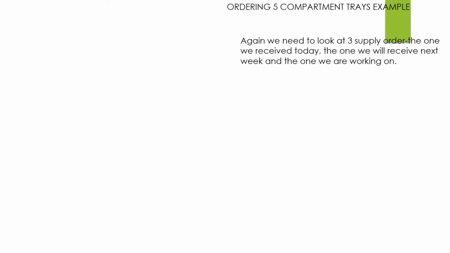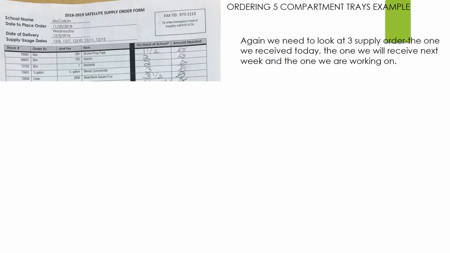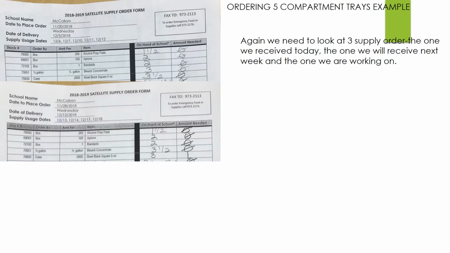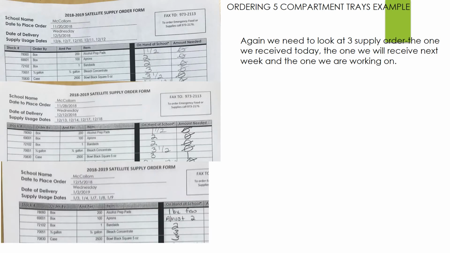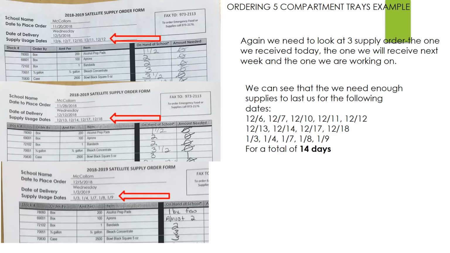Let's try another example. This time, let's order 5-compartment trays. 5-compartment trays come in a case of 240. Again, we need to look at the 3 supply orders, the ones we received today, the one we will receive next week, and the one we are working on. We can see that we need enough supplies to last us for the following dates: 12/6 through 1/9, for a total of 14 days.